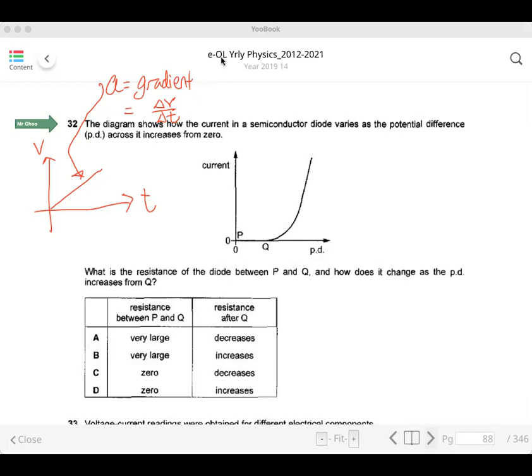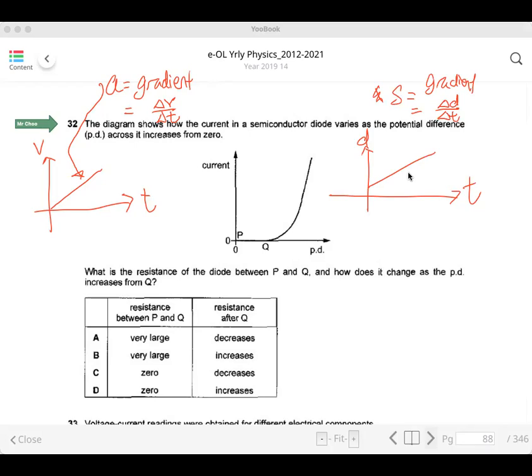I use another example, the distance-time graph. Same thing. If I have a gradient, the speed is equal to the gradient. Am I right to say that? And the gradient is change of distance over change of time. So the steeper the graph is, the greater the gradient.